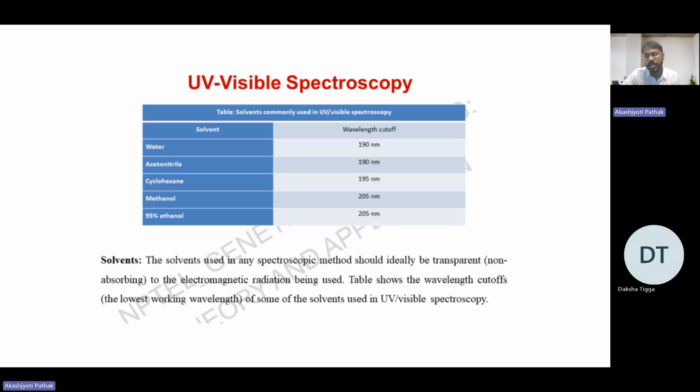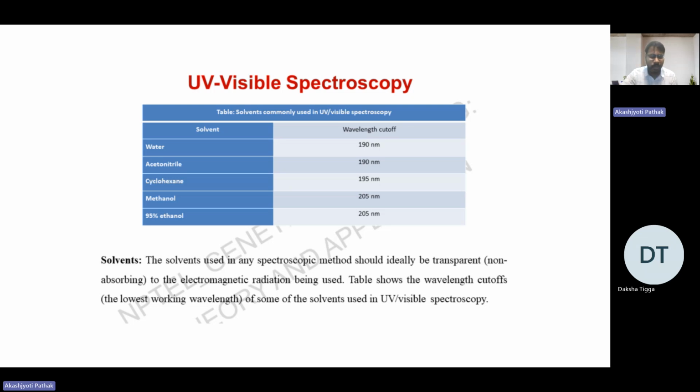Now, the solvents which you are using for spectroscopic methods also have a particular absorption. For example, water absorbs at 190 nanometer. Acetonitrile also absorbs at 190 nanometer. Cyclohexane, methanol, 95% ethanol, they all have a particular absorption.